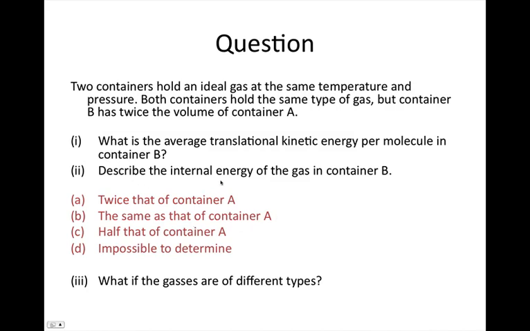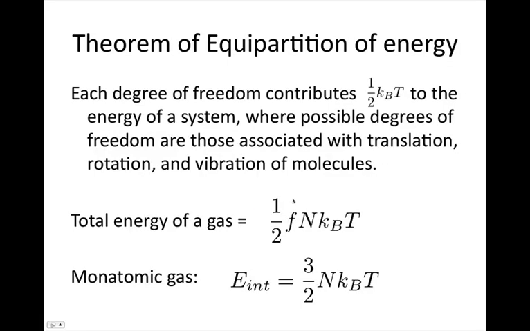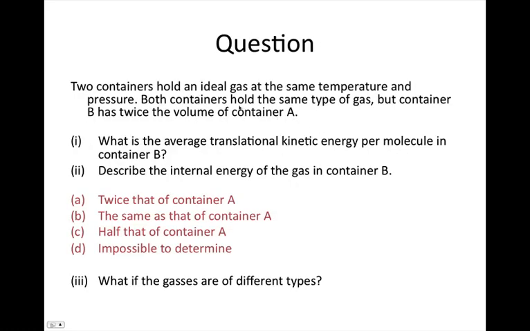Part 2 says describe the internal energy of the gas in container B. Well, the internal energy we saw on the previous slide is equal to 1/2 f N kBT. So there's an N in there, the number of molecules. As these gases are the same, at the same temperature and same pressure, if volume B is twice that of volume A, then container B must have twice as many molecules in it as container A. So if it has twice as many molecules, then it's going to have twice the internal energy stored. Okay, part 3, we now imagine that these gases are of different types, meaning they could have different degrees of freedom.